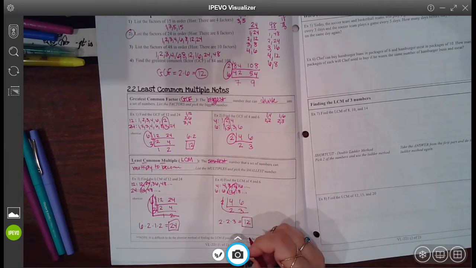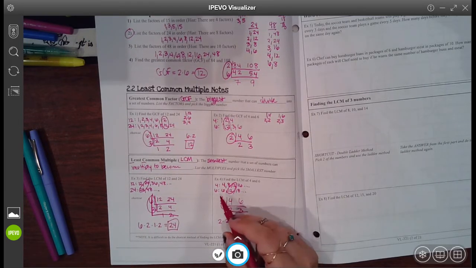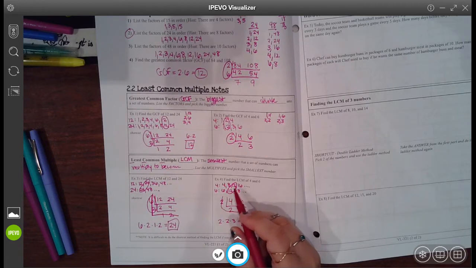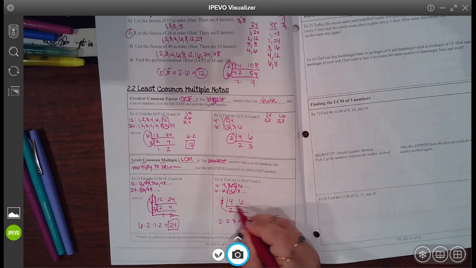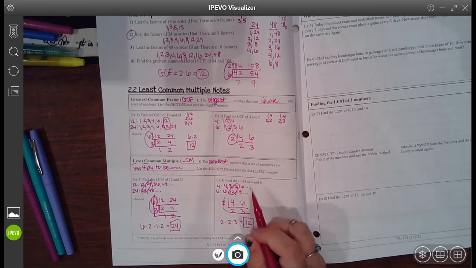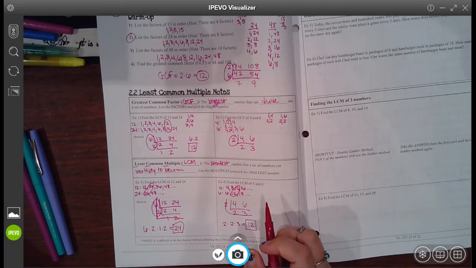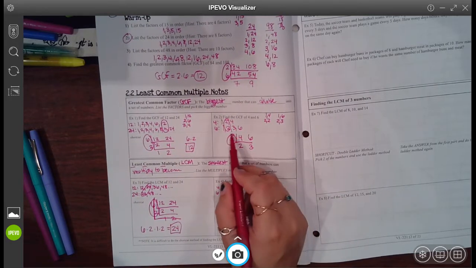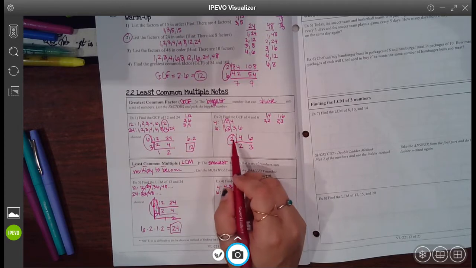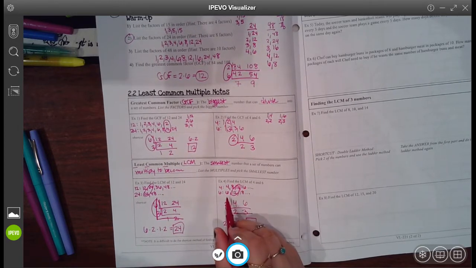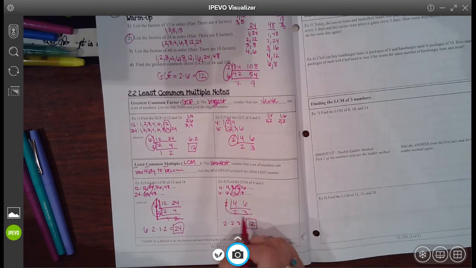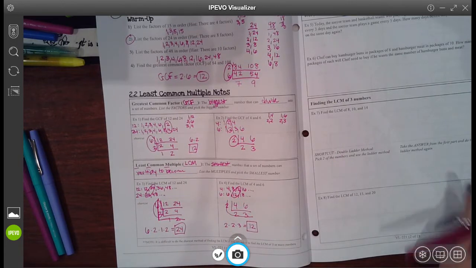So you can pick however you want to do it. You could list all the multiples out and then find the smallest one that they share. But I think doing the ladder method is a lot easier, just like it was up here. So the twist is, if you're asked to find the GCF, it's just the number along the outside. But if it's the LCM, it's all of these that make up the L. Okay.